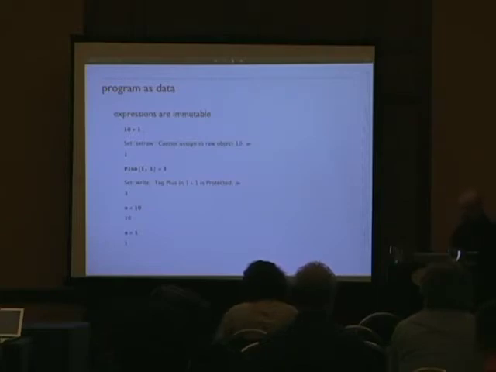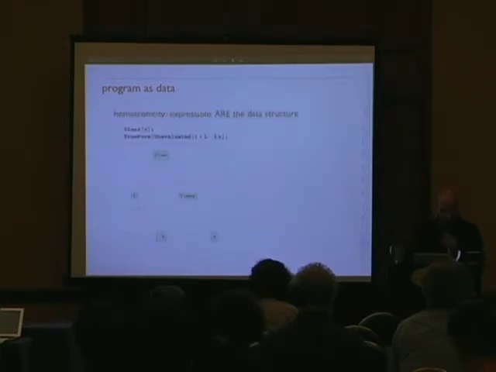Those expressions in Mathematica are immutable data structures. So Mathematica won't let me assign an expression to something else. It says that's a raw expression, you can't do anything about that. I can assign pointers to expressions, essentially. So when I say A equals 10, I'm assigning A as a pointer to the expression 10. I can reassign A to point to a different expression, and if 10 is no longer being used, it'll be released.